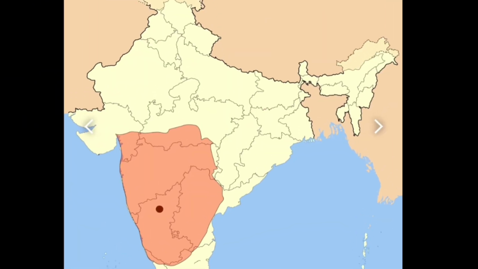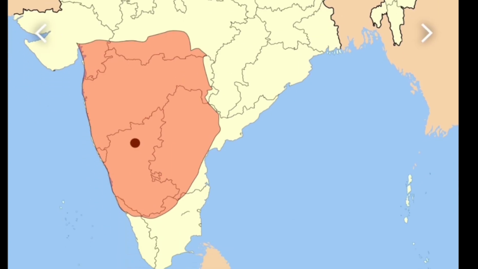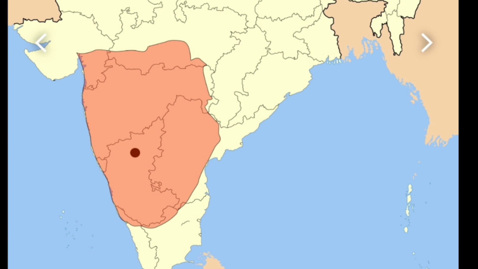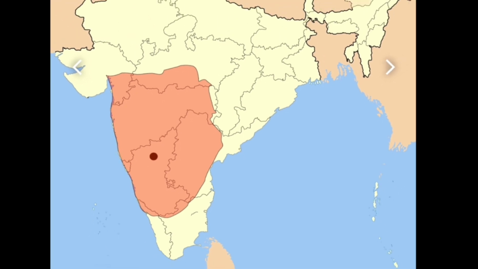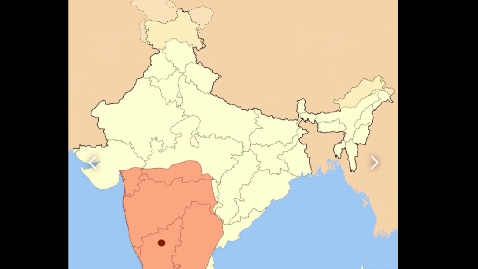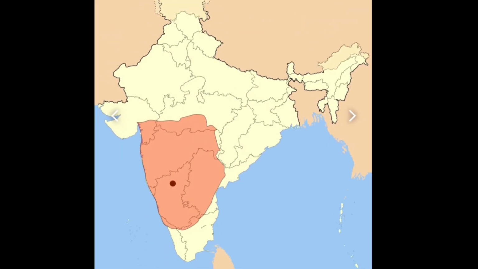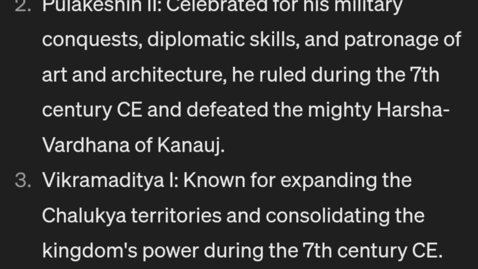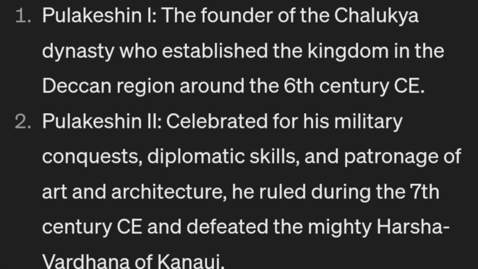This is the part of India that the Chalukya Empire covered during the pinnacle of its reign, and it also covered some of the Pallava empires. There was a fierce battle fought for a long time between the Pallavas and the Chalukyas. Now let's look at the kings of the Chalukya dynasty. The first king was Pulakesin I.